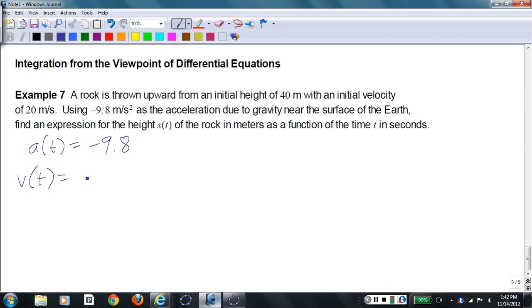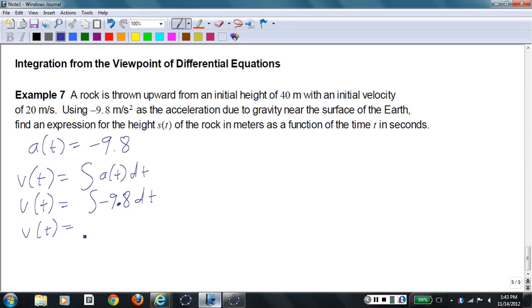So V of t equals the integral of A of t dt. So V of t equals the integral of negative 9.8 dt. So V of t equals, have we integrated a constant? Have we done that?